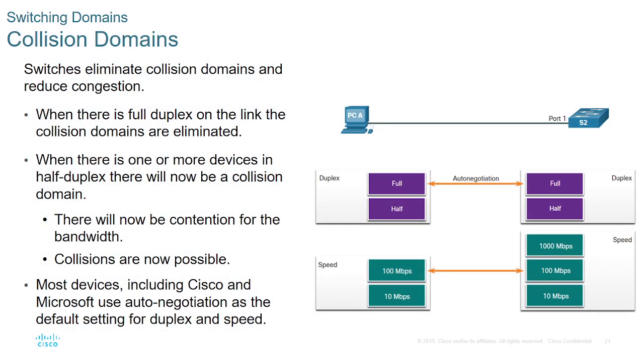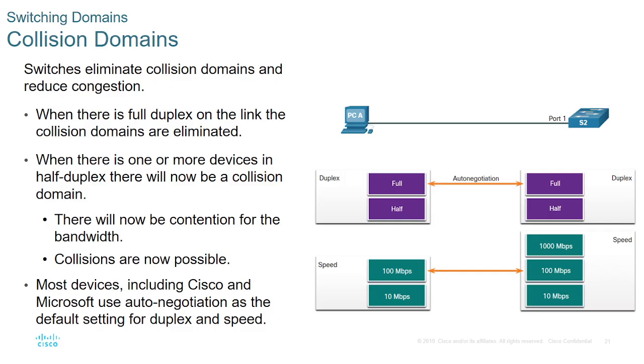Now, switches eliminate collision domains and reduce congestion. When there is full duplex on a link, a collision domain is eliminated. Collision domains are created in half duplex, whereby you can only send or receive at a time. But switches are full duplex, so they eliminate collision domains. When there's one or more devices in a half duplex environment, there will be a collision domain, contention for the bandwidth, and collisions will be possible.